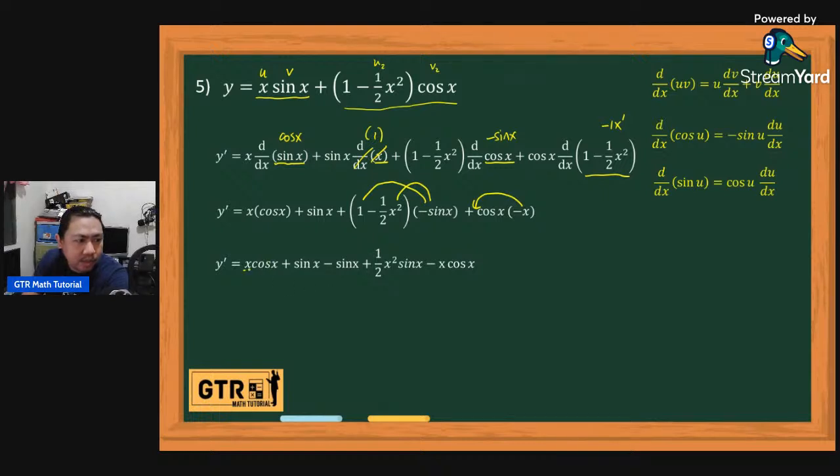So we have x cosine x and negative x cosine x. So subtraction, cancel. And then we have sine x and negative sine x, so that is equal to 0. Final answer is 1 half x squared sine x. So this is the final answer. Okay, so next.